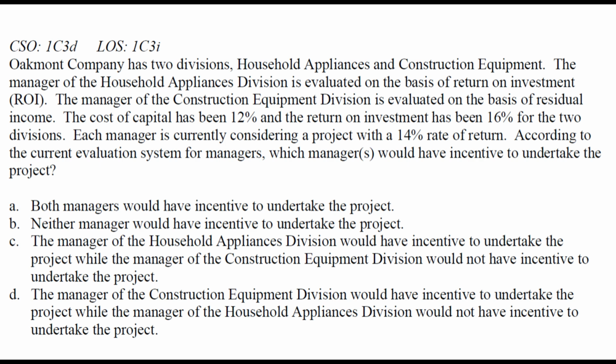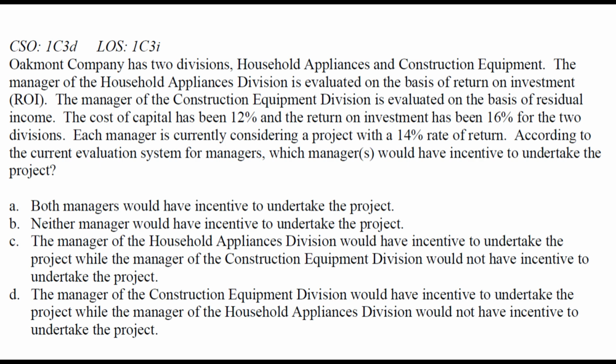This illustrates why residual income often leads to better goal congruence than ROI. A. Both managers would have incentive to undertake the project. Incorrect. The ROI-based manager would reject a project earning less than the current 16% ROI. B. Neither manager would have incentive to undertake the project. Incorrect. The RI-based manager should accept the project because its return exceeds the cost of capital.